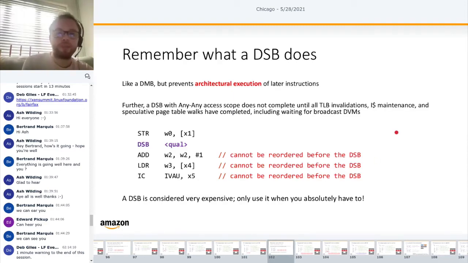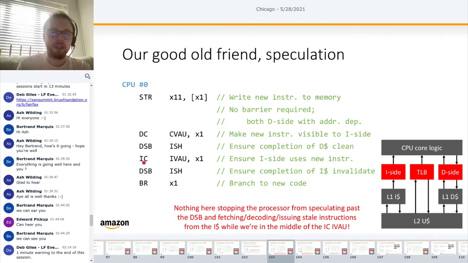Remember what a DSB does. I just said it prevents architectural execution. But that doesn't stop speculation from going past this point and already starting to fetch and decode stale instructions from the old context. So the DSB will ensure that the IC IVAU has completed, but we may have still fetched and decoded instructions from after that.